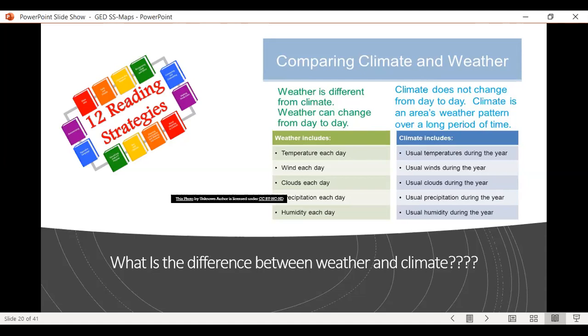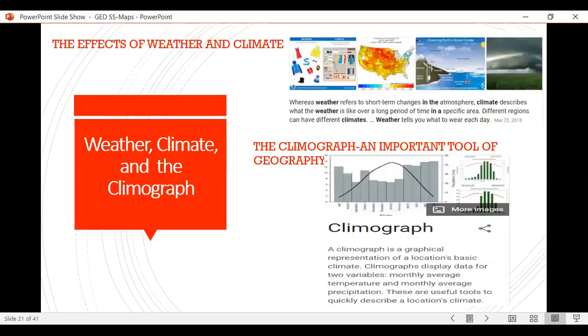You've got temperature, wind, clouds, precipitation, humidity, but how long the measurement period is determines whether they're talking about it as a weather-related issue or a climatic issue, okay? All right, so let's look at some of the effects of weather and climate. As we've been talking about, weather is short-term and climate is long-term.